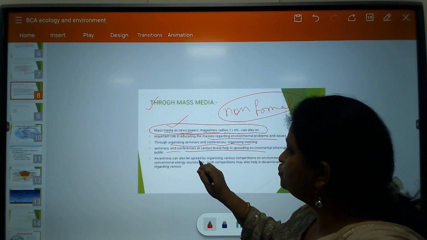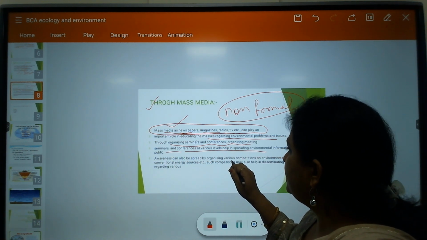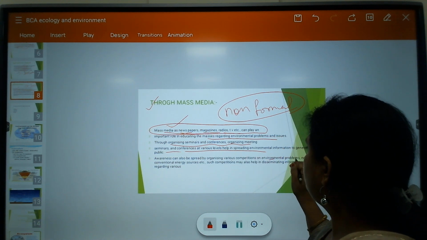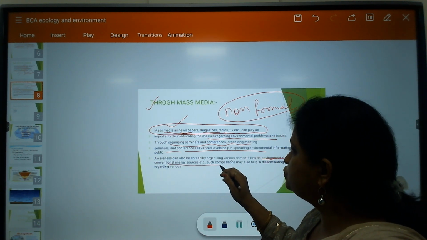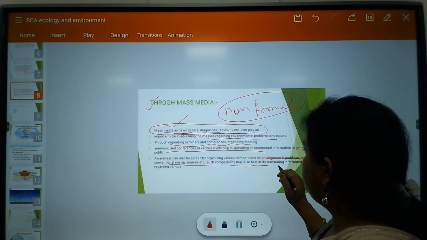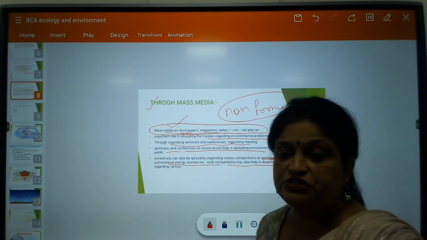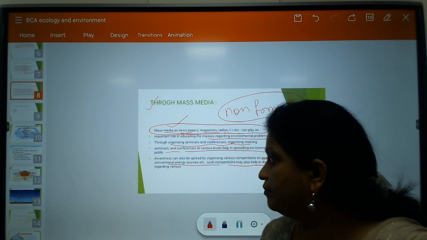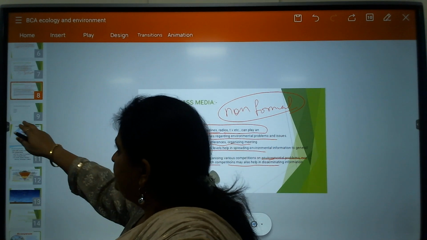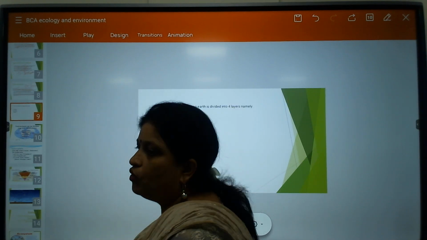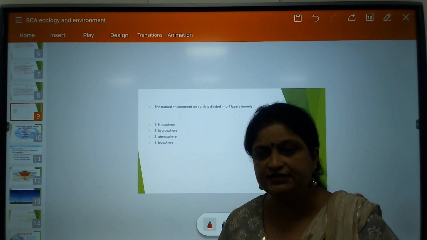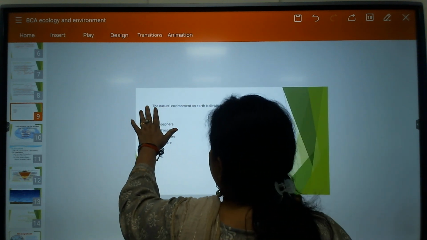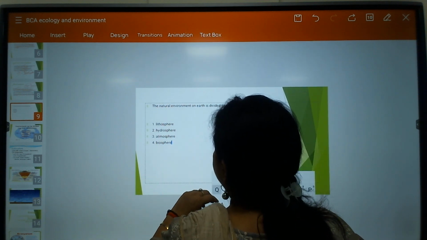Awareness can also be spread by organizing various competitions on environmental problems and non-conventional energy resources. Such competitions may also disseminate information regarding various environmental concerns. This is all about environmental education; environmental awareness we can spread on our own.